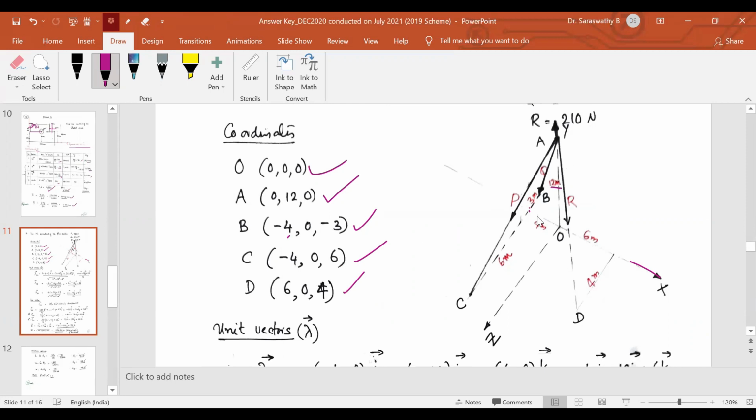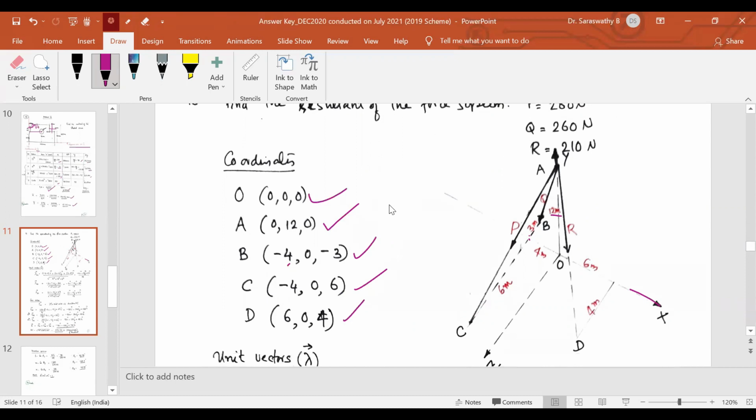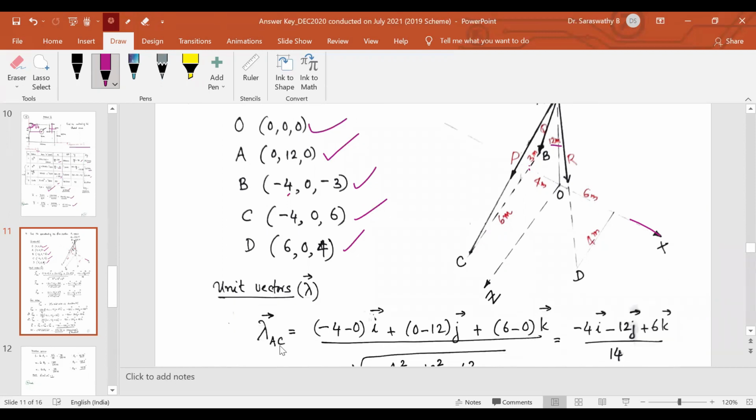So let us find out the numerical values of forces are given. 280, 260, 210. This is a three-dimensional force system. So everything should be represented in vector notation. So we have to find out what is the vector representation of this force P. For that, we require unit vector in the direction AC. P acts in direction AC. So first of all, let us find out the unit vector in direction AC.